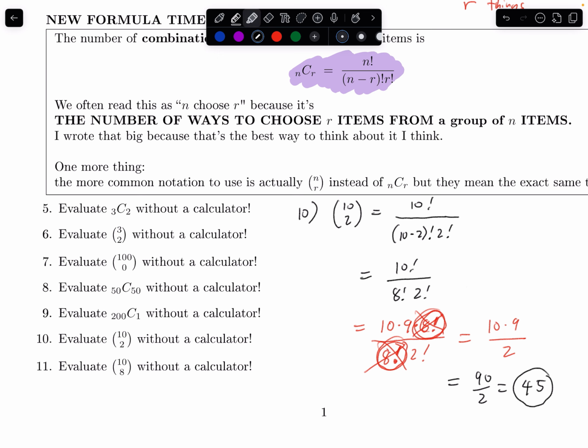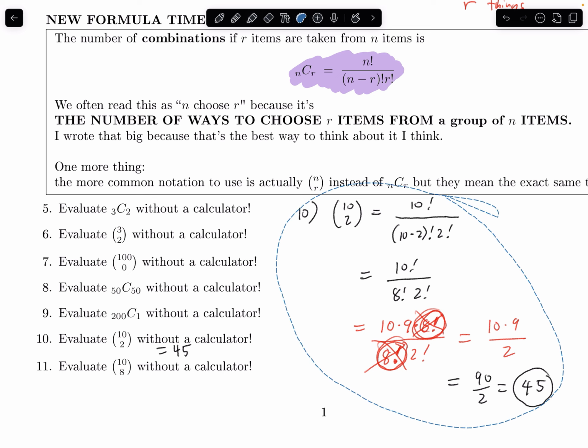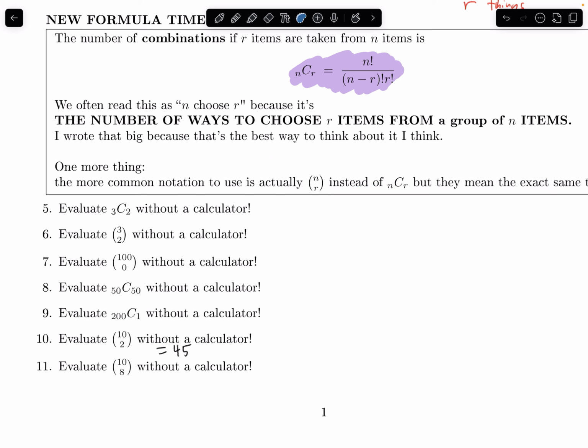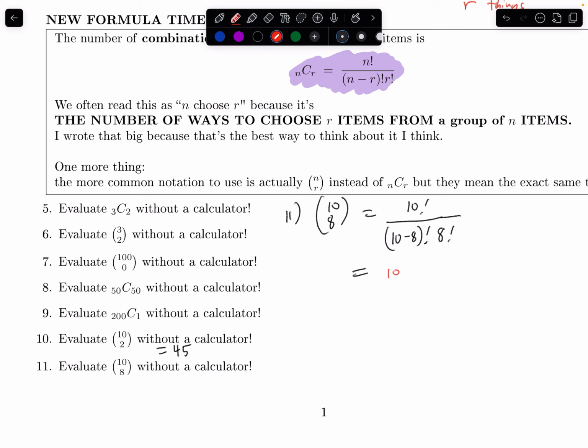Okay, I'm going to make a note of this answer here. And I'll tell you why after we do number 11. Let's do number 11. It's 10 choose 8. According to my formula, that's 10 factorial atop, and then 10 minus r, which is 10 minus 8 factorial, and then an extra r factorial, right? Okay, that gives me 10 factorial up top, 2 factorial and 8 factorial on the bottom.